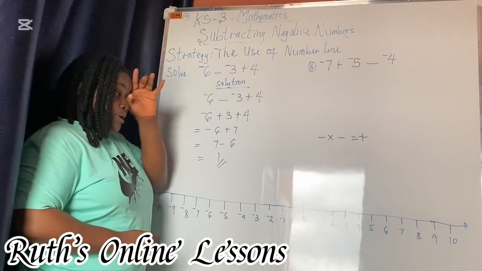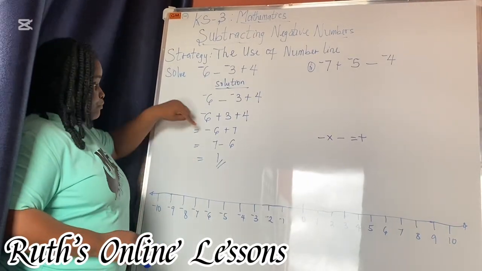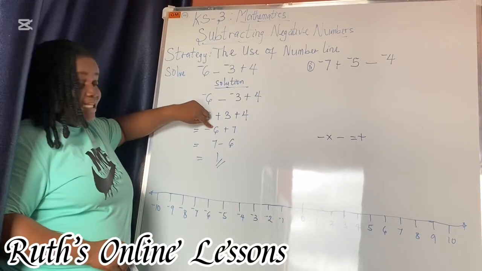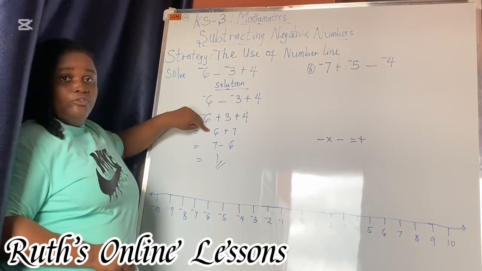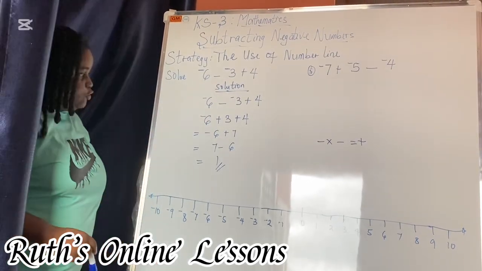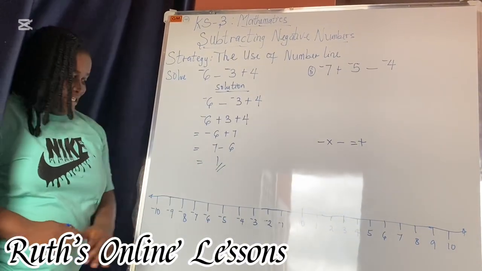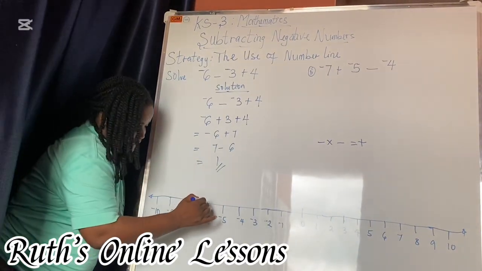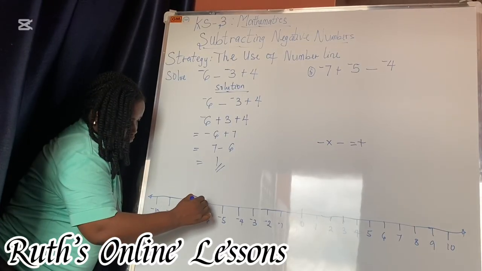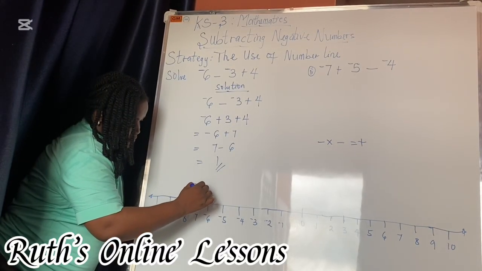But how will we use the number line to show that this is 1, because of this negative number we're seeing here? We'll come this way. This is -6. If you look at this number line carefully, this is where -6 is. So we're going to start here.